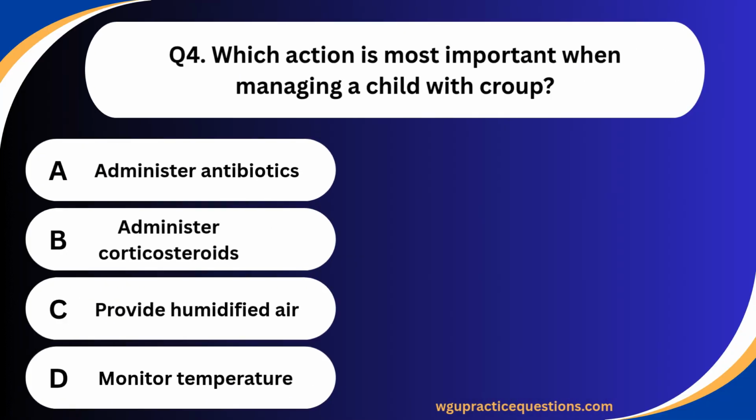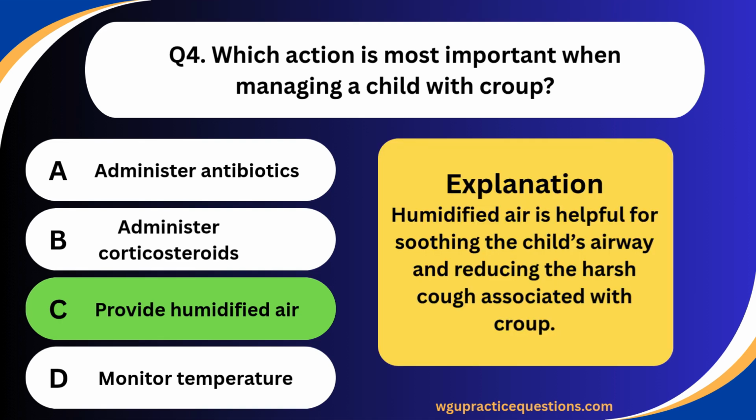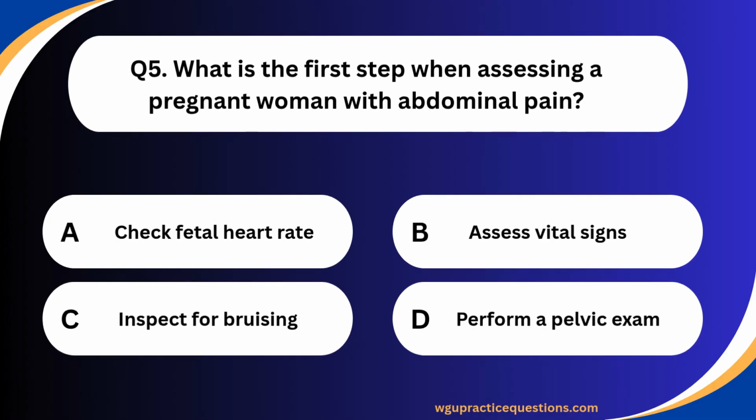The correct answer is C. Provide humidified air. Explanation. Humidified air is helpful for soothing the child's airway and reducing the harsh cough associated with croup.